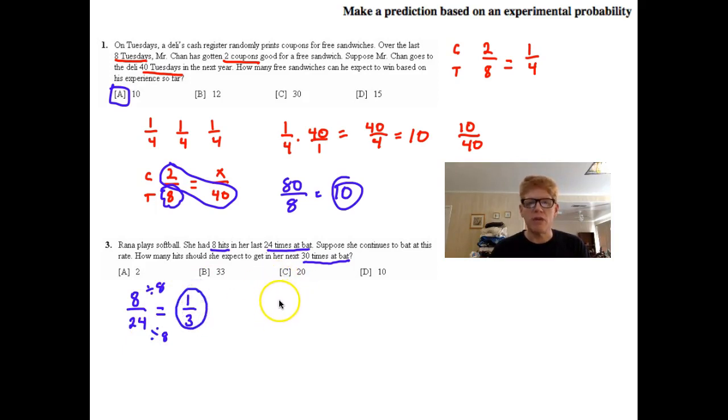If she has 30 at bats, we would simply multiply 1/3 times 30, which of course gives us 30 over 3, or 10. That's really all there is to it. Again, you could solve it with a proportion, but I'll leave that to you.